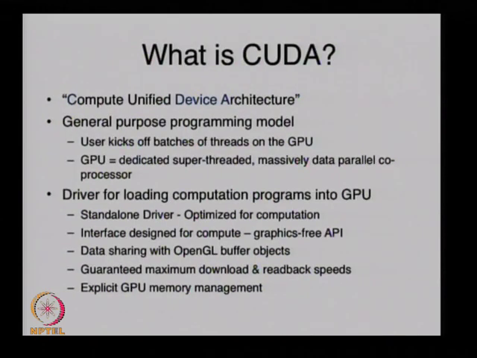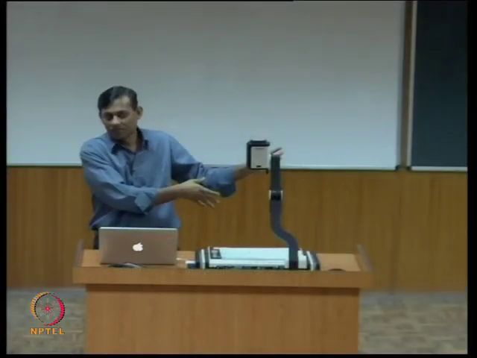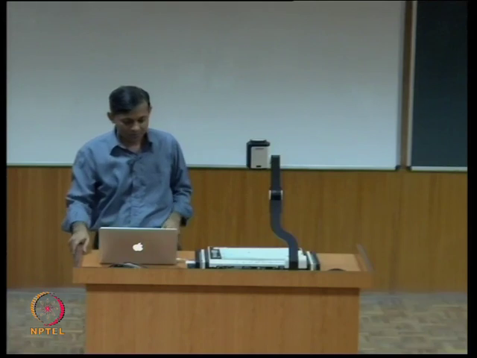CUDA is Compute Unified Device Architecture. The programming model is essentially C-centric, C-based, with a few more things, just like in OpenMP. You added a few things to the C to make it parallel. It's kind of similar in principle, except there you were saying run this many times on the same CPU. Here you are saying run this many times on something else, on the GPU.